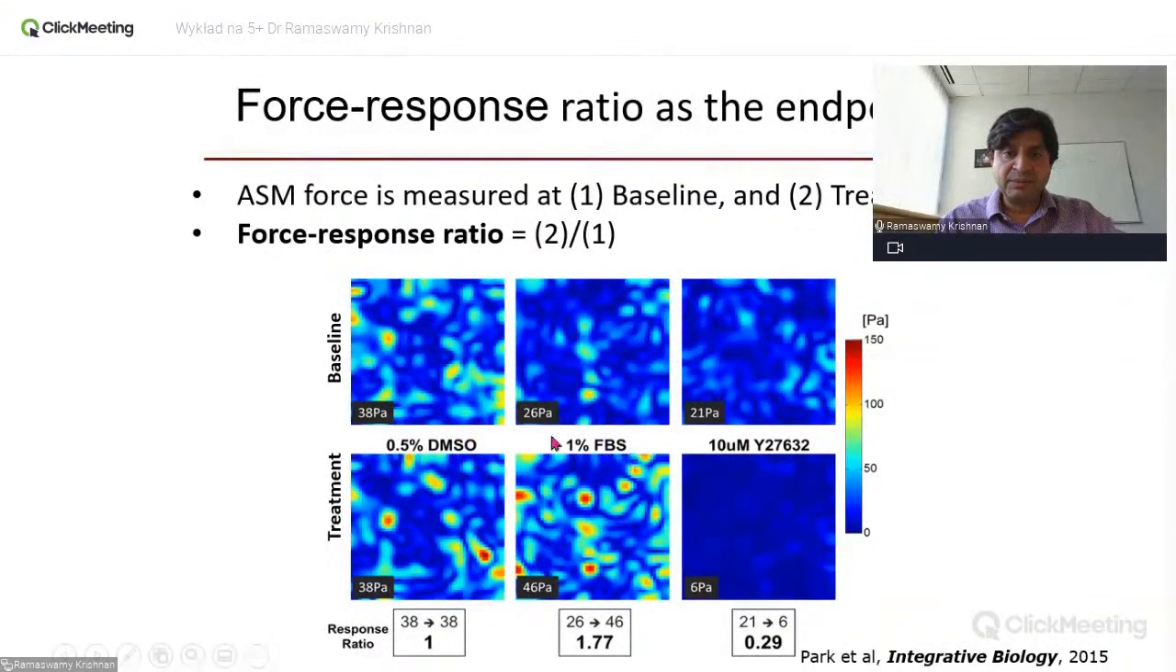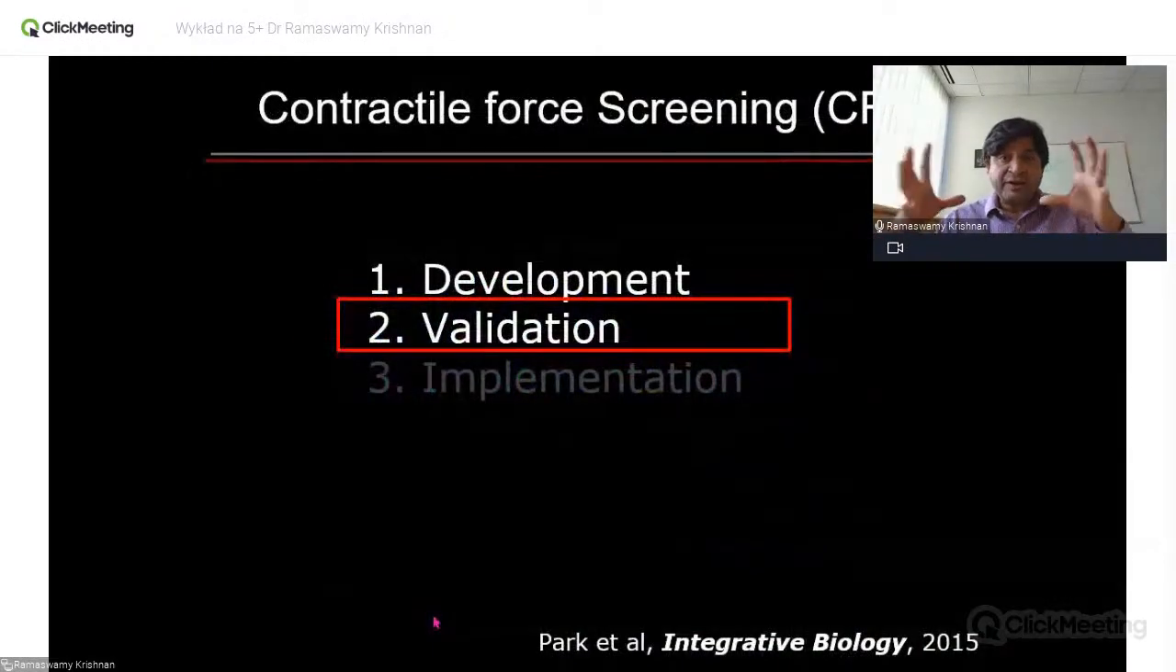And here are some other examples. This is a contractant, fetal bovine serum, goes from 26 to 40, bigger than 1, contractant. Another compound, 21 to 6, less than 1, relaxant. That's it. So all you need to know is this force response ratio. You immediately understand the characteristic of the compound. So that's the fundamental process.